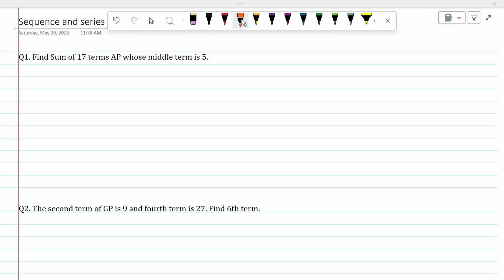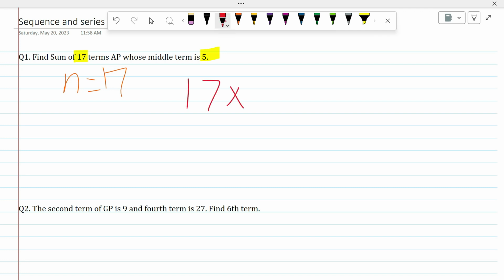What the first question says: find the sum of 17 terms of a GP. Oh, AP, sorry, not GP. 17 terms means n is equal to 17, and the middle term is 5. Now we have been given the middle term and the number of terms, and we have to calculate the sum. Here we simply multiply 17 into 5.